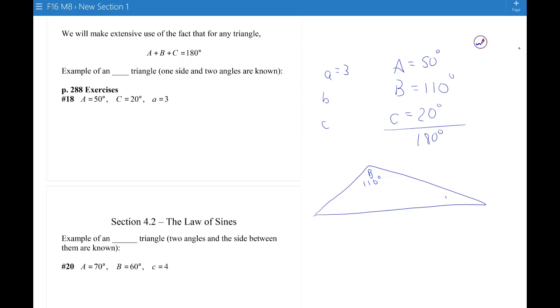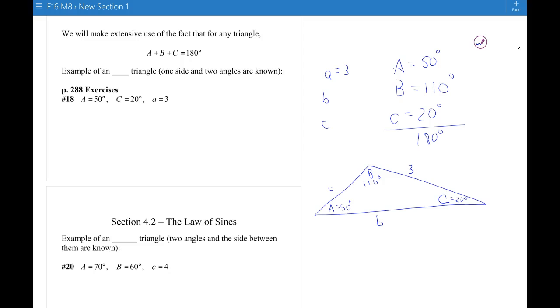Then this looks like the smallest angle, so I'm going to label it angle C, and this is side length little c. Side length little b is across from angle B. And then angle A is 50 degrees. So side length A we know is 3.